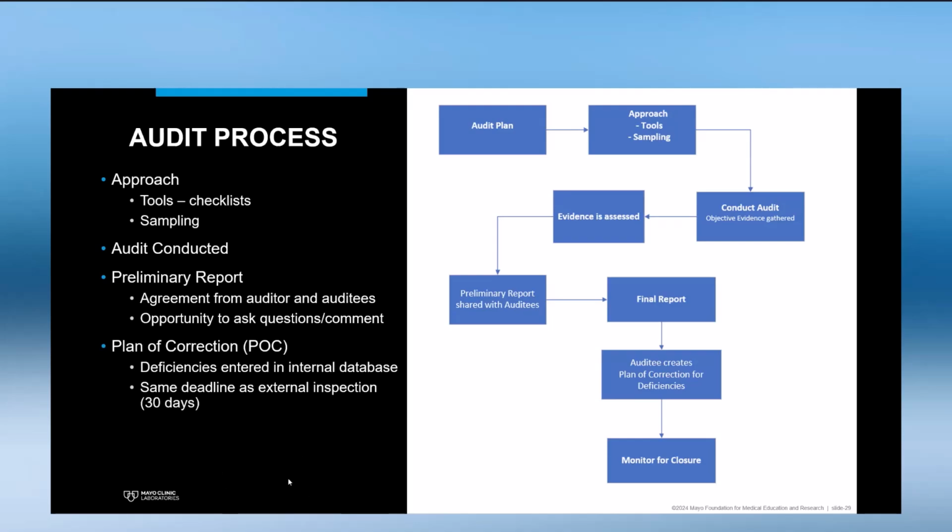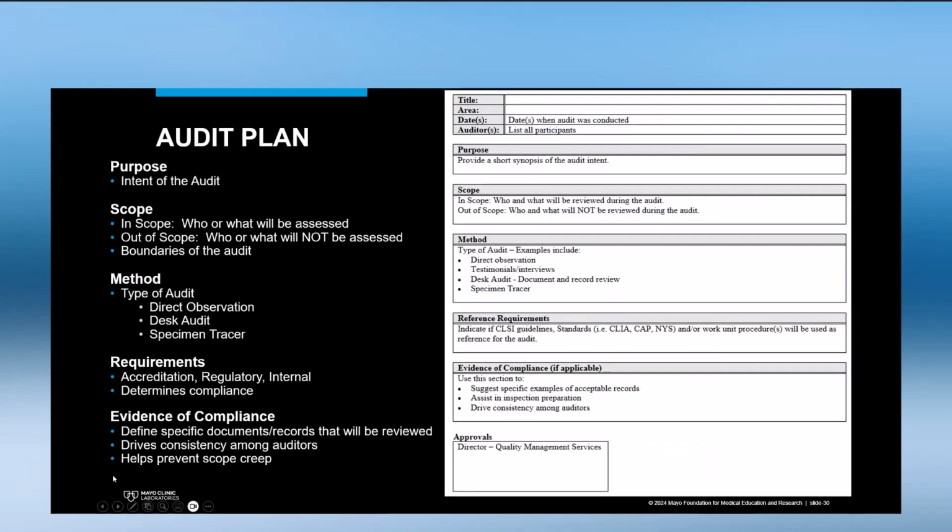As with the CAP self-inspection that Mindy talked about, we treat deficiencies and findings from an internal audit just as we would for an on-site inspection from an external agency. Plans of correction are required, and they must be completed within 30 days. It doesn't mean all actions have to be completed, but you at least must have a plan and are working on it. And then we have the ability to monitor these findings for closure via our internal database, which we'll discuss as well.